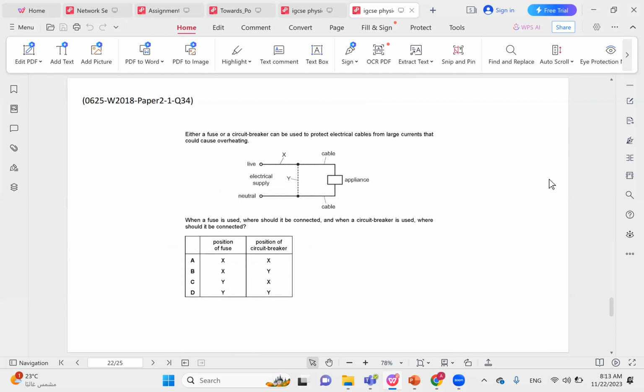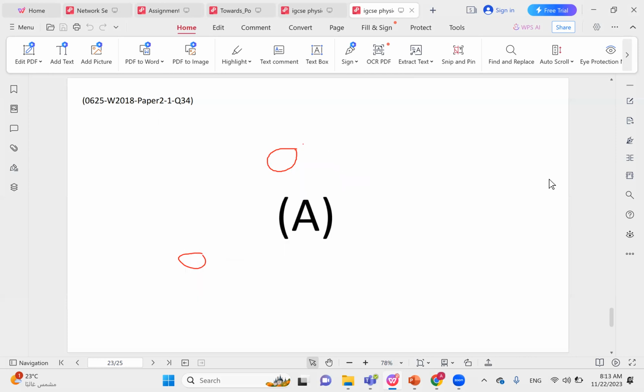Either a fuse or a circuit breaker can be used to protect electrical cables from large currents that could cause overheating. When a fuse is used, where should it be connected? And when a circuit breaker is used, where should it be connected? A fuse and a circuit breaker pretty much do the same thing. The circuit breaker might be more accurate and might have a faster response, but they have the same functionality. And we said they should be connected in series with the live wire. So X and X. The correct choice here would be choice A.